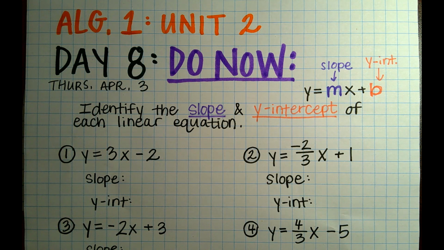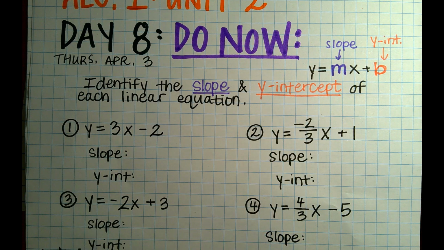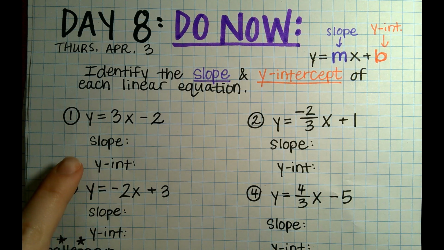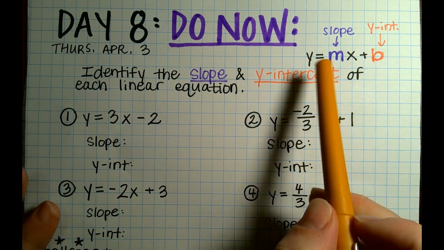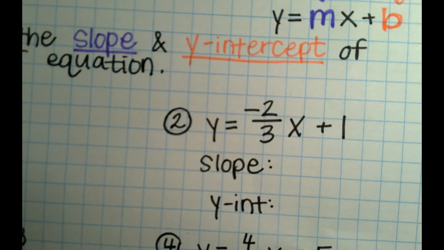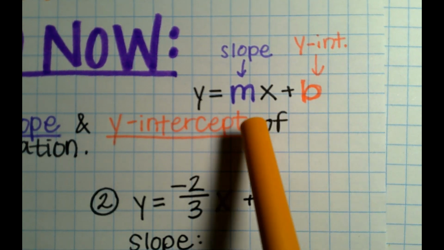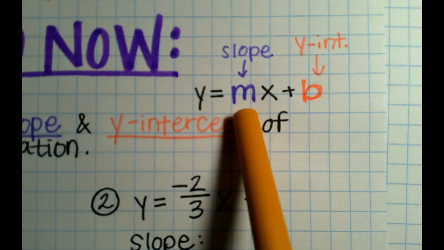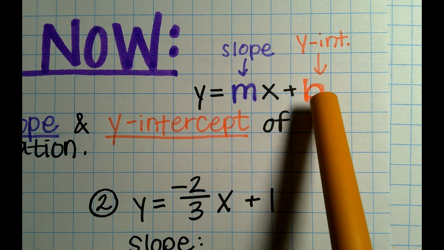So it is day 8, Thursday, April 3rd, and for our Do Now today, I had you guys look at some linear equations, which we learned about yesterday, and I wanted to see if you could find the slope and the y-intercept of each one of these. Now, I gave you a little key up here at the top in case we forgot. A linear equation is written as y equals mx plus b, where whatever number is there instead of m is our slope. Whatever number is there instead of b is our y-intercept.